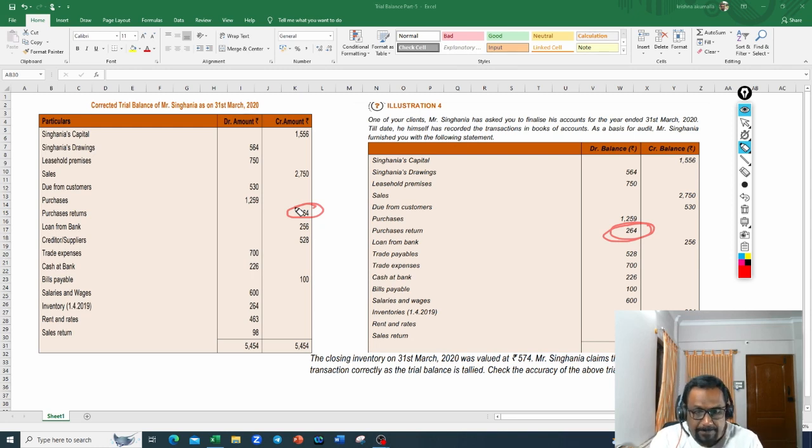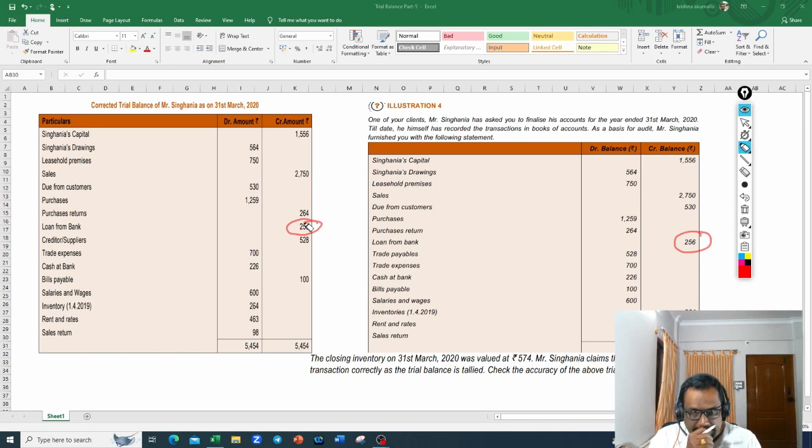264 we rectified and kept as credit side. Now moving on to the next one, loan from bank, 256. He took the loan from the bank. It is a liability. All liabilities are credit balances. So the 256 is correctly accounted in credit side. There is no issue. No need to rectify.